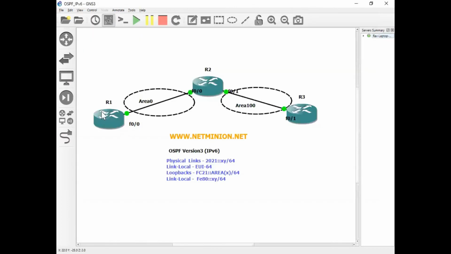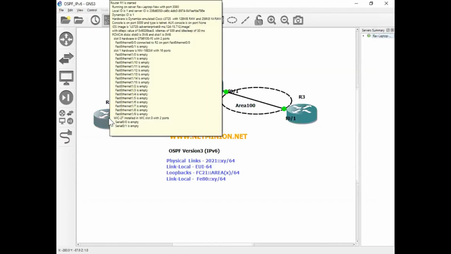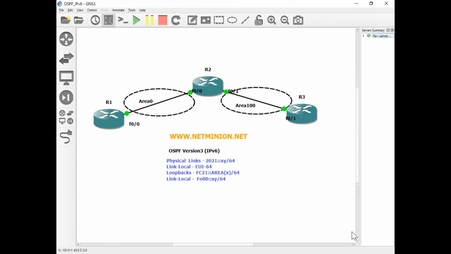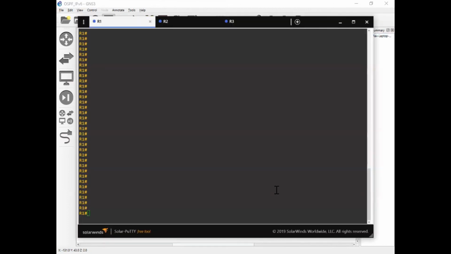Now, let me go to the R1 at the very first place. When I am going to the R1, as per this topology, just check out this topology. We need to configure physical link FA0/0 and we need to configure the loopback. Okay. I am going on my R1. I am going to conf t.